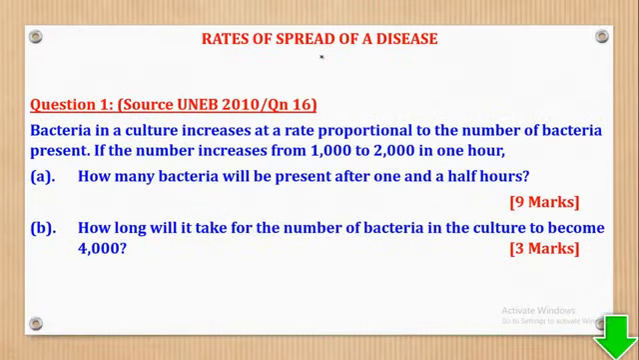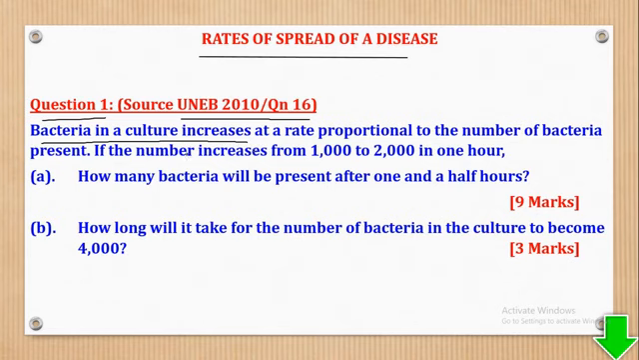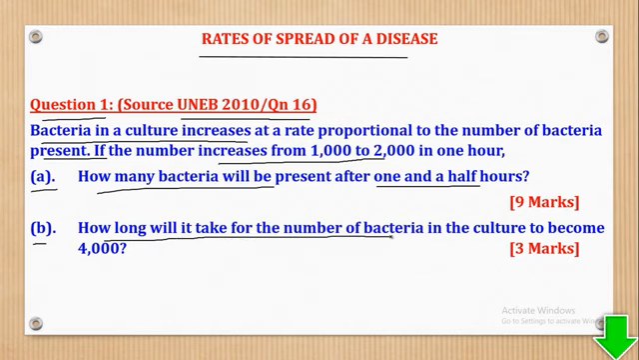So now we shall go to rate of spread of a disease. Question 1 came from UNEB 2010, paper 1, question 16, and says, bacteria in a culture increases at a rate proportional to the number of bacteria present. If the number increases from 1000 to 2000 in 1 hour, part A, how many bacteria will be present after 1.5 hours? And part B, how long will it take for the number of bacteria in the culture to become 4,000?